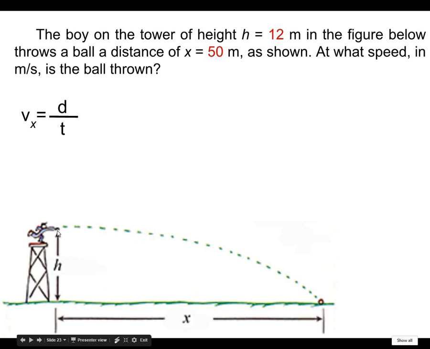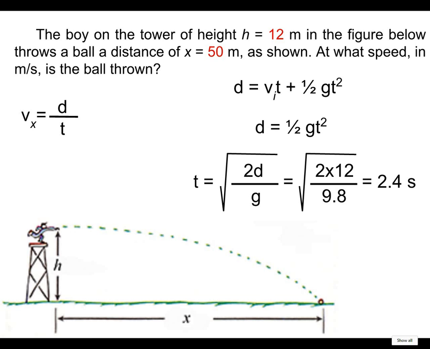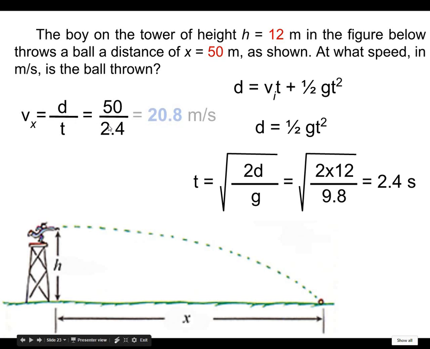We need to know how long it took for the ball to fall from the 12 meters and reach the ground below. So we solve the same problem. We know the acceleration due to gravity is 9.8, and we find out that it took 2.4 seconds for the ball to reach the ground. Now that we know the distance and time, we can plug in numbers, and we'll discover that the boy threw the ball at this velocity of 20.8 meters per second.